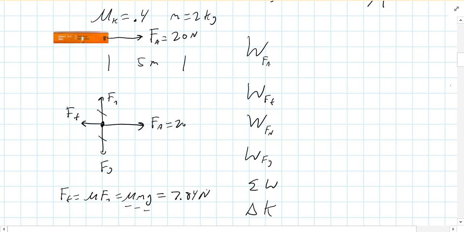All right, we don't need to calculate the normal force and gravity, or if we do, we'll do that in a minute. That should be 2 times 9.8, which would be 19.6 newtons. I don't think we're going to need that, though.